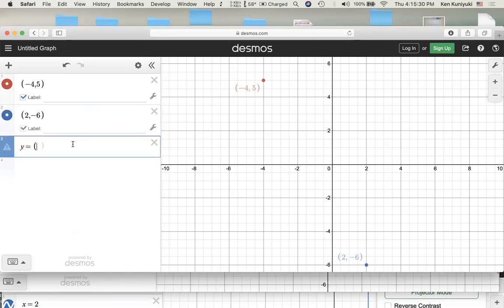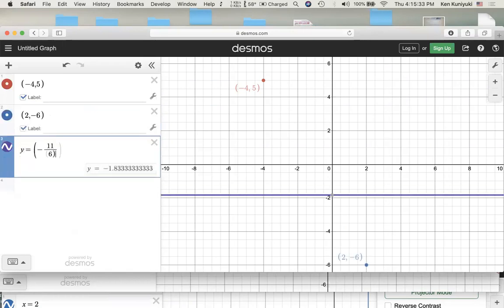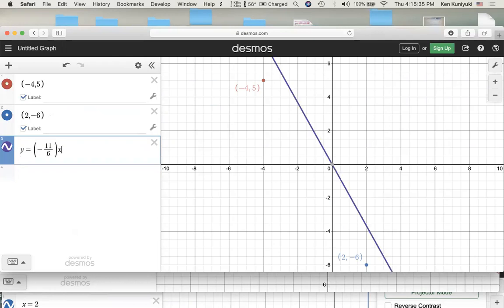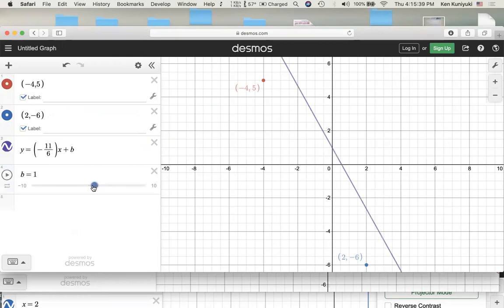So on Desmos, I could say I know y equals -11/6 times x plus something. All right, and then maybe with a slider, I can kind of figure it out. And there you go, that's an approximation. Okay, b is about -2.3, but let's get it exactly, all right? Let's play the video game exactly. But we think b is going to be about -2.3.